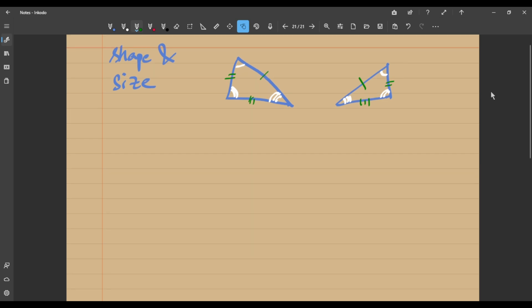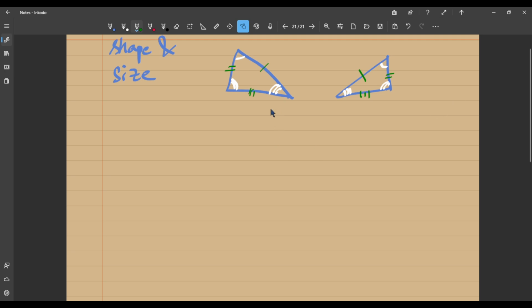But we also saw that proving every measurement is the same, all 6 measurements, is not necessary. We can just do with a few measurements. For example, we looked at the side angle side axiom of congruency. We looked at the angle side angle, or ASA, whatever you want to call it. So essentially two of the angles are equal, which means the third angle is automatically equal for a triangle, and any one of the sides are equal.